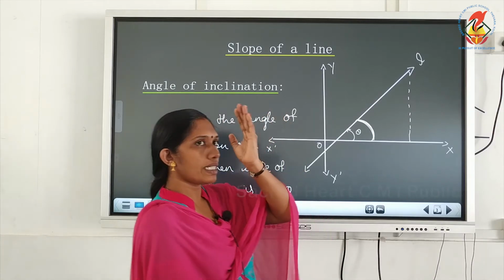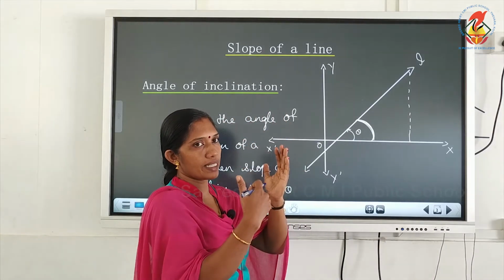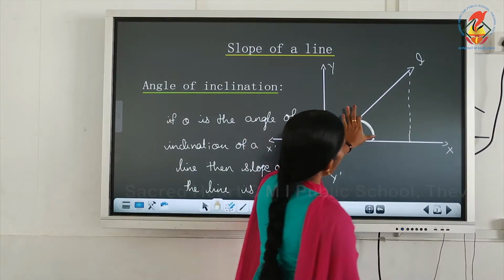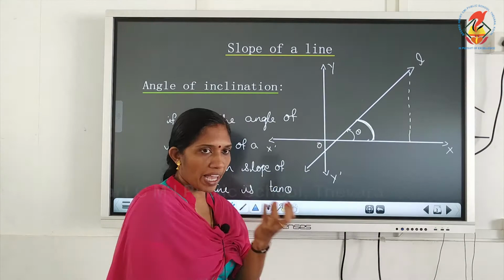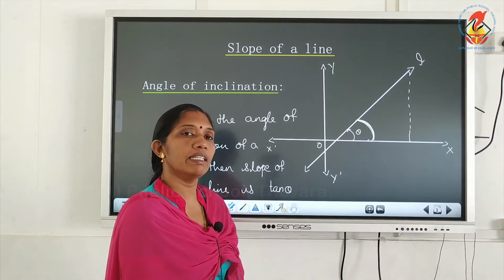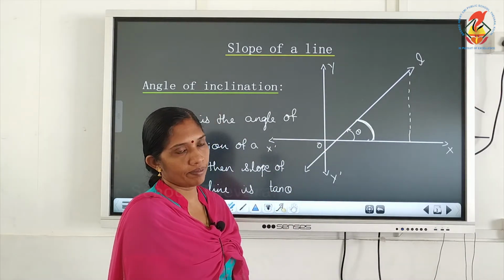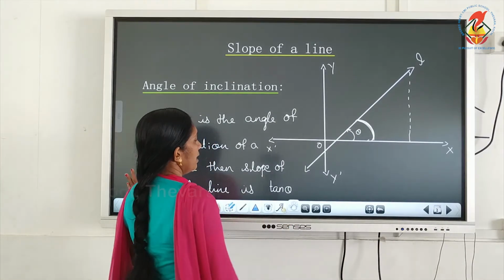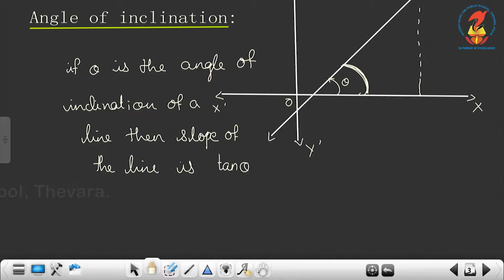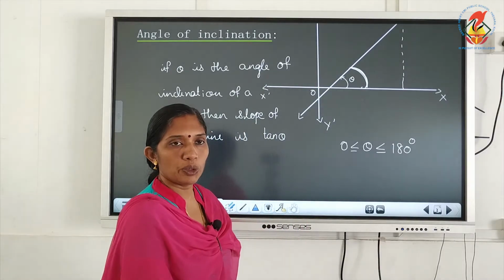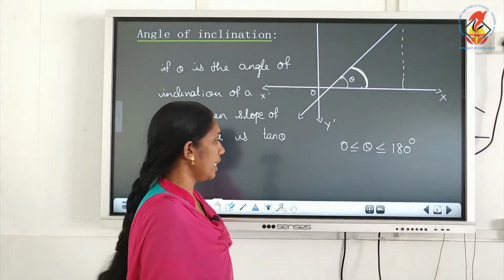So, there will be a right angle triangle, its opposite and adjacent. So, how much is this, based on this x-axis? That value tan theta gives slope of the line. So, slope of a line is defined as tan theta, and also the value of theta is in this range, that is 0 less than or equal to theta less than or equal to 180.